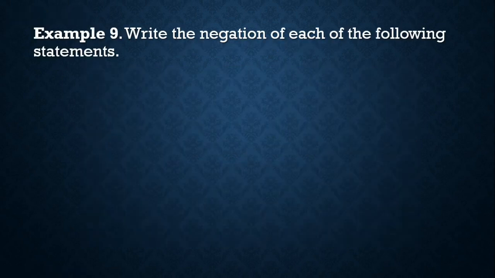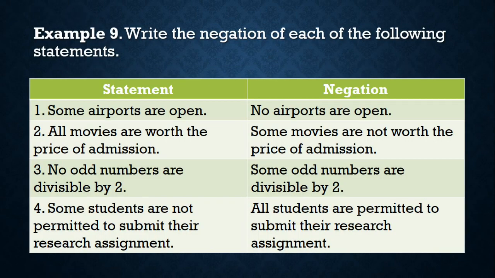Example: write the negation of each of the following statements. Number 1, some airports are open. So the negation is no airports are open. Number 2, all movies are worth the price of admission. And the negation is some movies are not worth the price of admission. Number 3, no odd numbers are divisible by 2. And the negation of that is some odd numbers are divisible by 2.